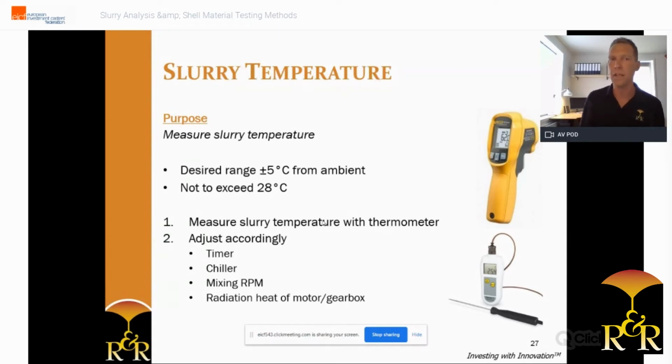And you need to think also of radiation heat of the motor or the gearbox or failing air conditioning units. If you still have some issues with the temperature, you can consider adjustments of the RPM or even the blade. And if this still doesn't help, a chiller might be required, although I would prefer to prevent this, just like changing the slurry recipe to prevent temperature increases.